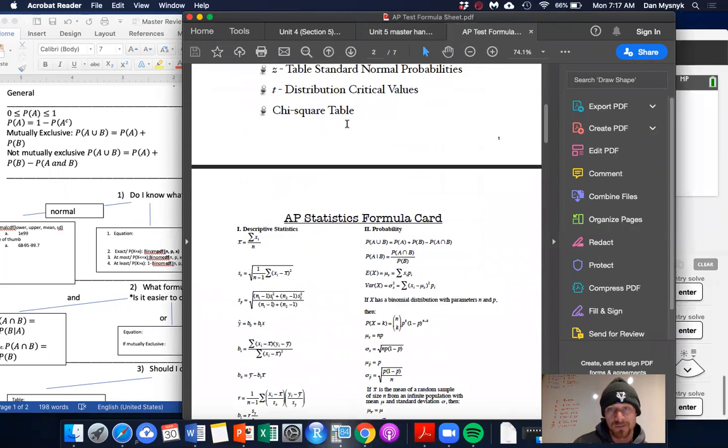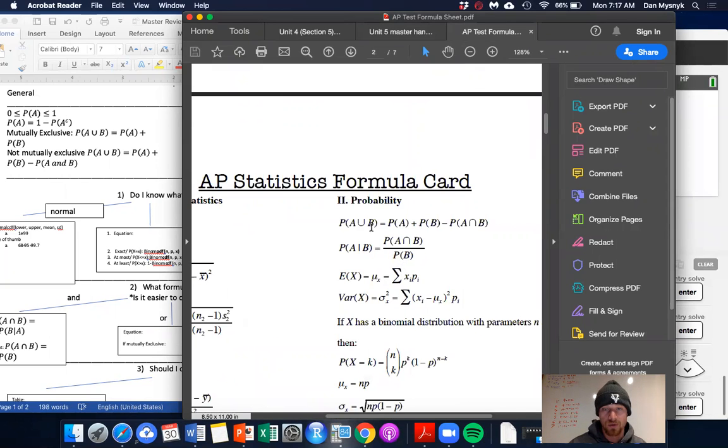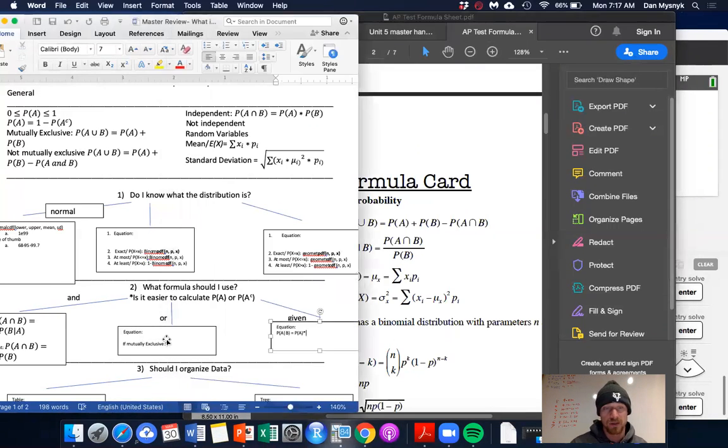All these formulas are here, right? This is your OR formula. This is your given formula. To find probability of A and B, you simply multiply this over. You can switch the letters. To find probability of A given B, you do probability of A and B divided by probability of B.